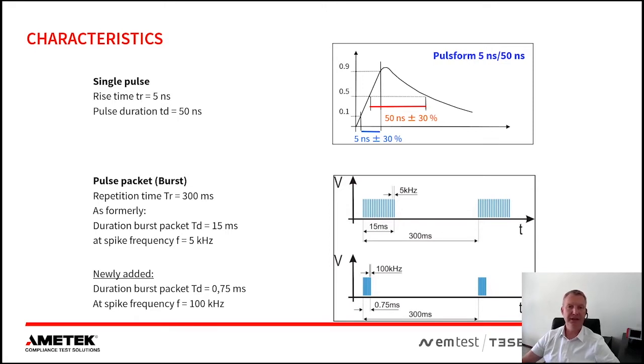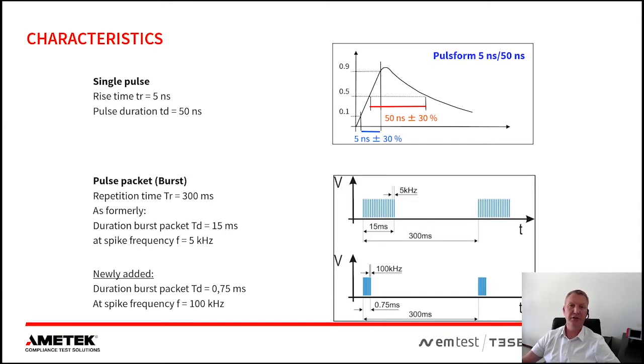For the burst package, they newly added a new combination. The old one was a package width of 15 milliseconds and a frequency of 5 kHz. Repetition was 300 milliseconds. The newly added is with 0.75 milliseconds and a 100 kHz frequency. Repetition is the same, 300 milliseconds. If you calculate, the number of burst pulses per package in both cases is 75 pulses per package. That means they do not increase the pulse energy.